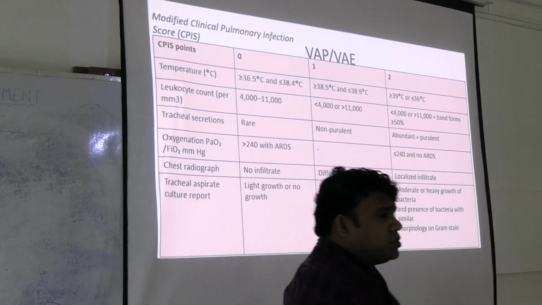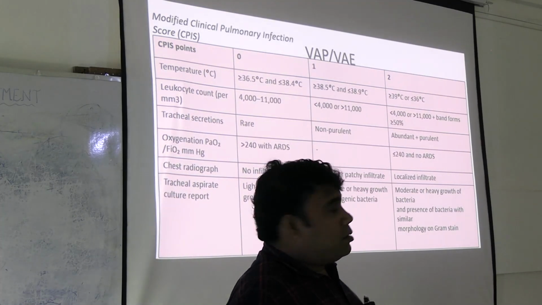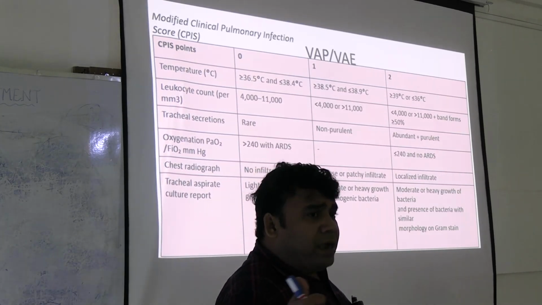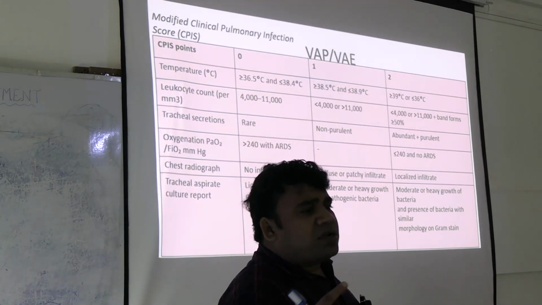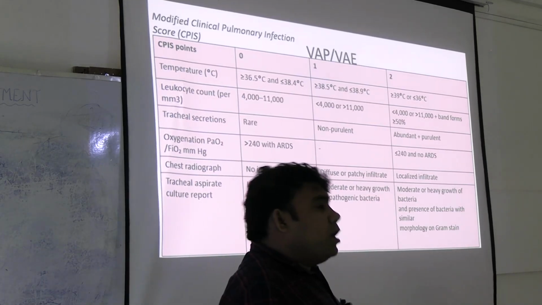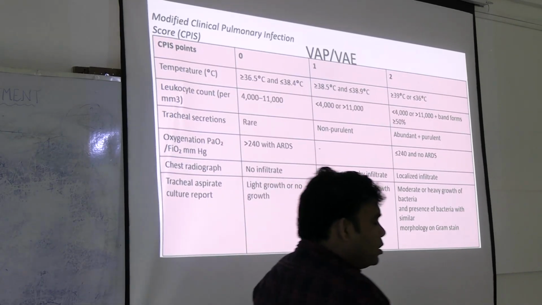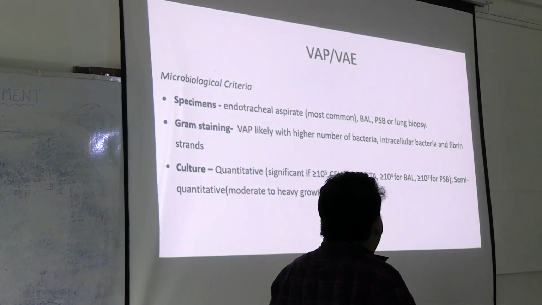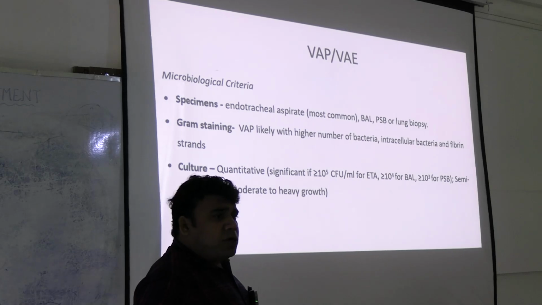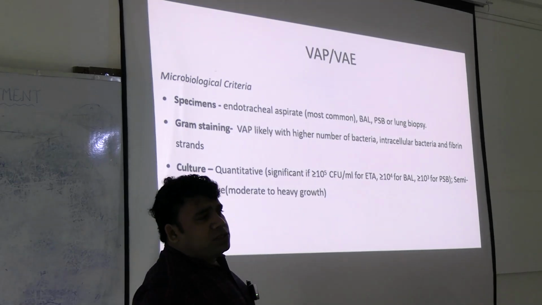So for laboratory diagnosis, what are the important parts? That would be blood counts and culture of the tracheal secretion. Microscopy and culture of the tracheal secretion. These are the two important. Radiologically, we need to take the chest radiograph. So specimen would be either endotracheal aspirate or bronchoalveolar lavage.